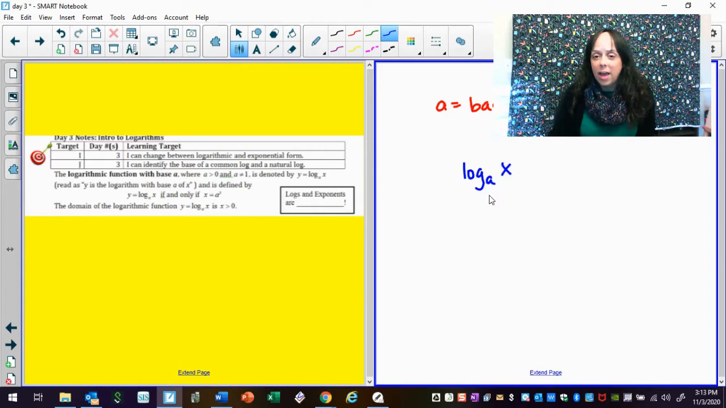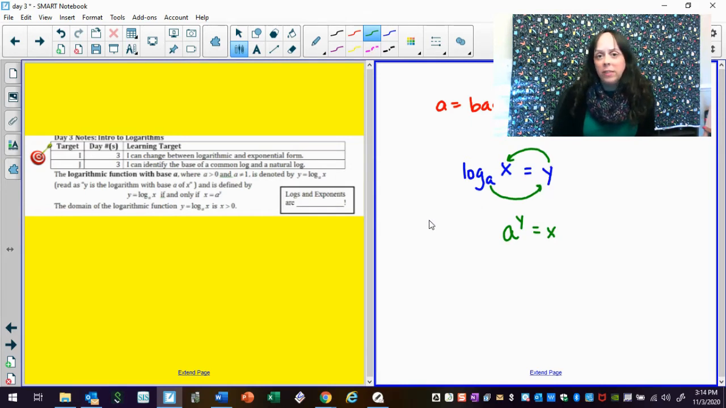Log base a of x. Say it with me. Log base a of x. Okay? Let's say that that was equal to y. What that means is that a to the y power equals x. That's what this log problem means.